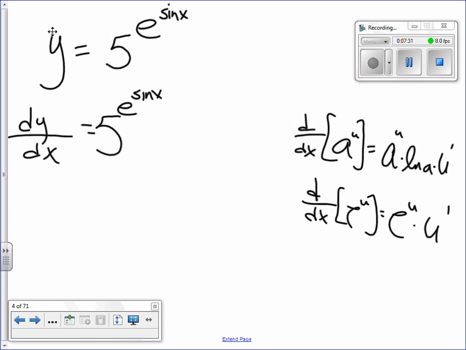Was that hard, copying? No, that wasn't. The next step to take the derivative of a to the u. So we're starting out, and this is our u, and this is our a. The next step to take the derivative of a to the u is the ln of a. So what do I need next? The ln of 5. Very nice.